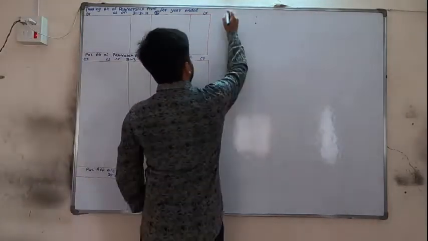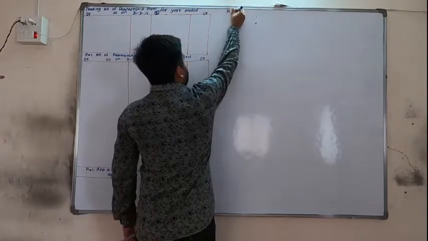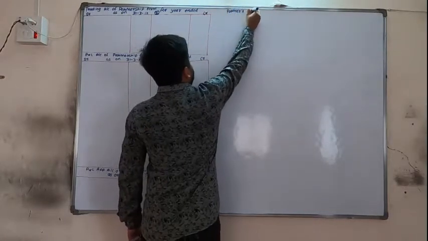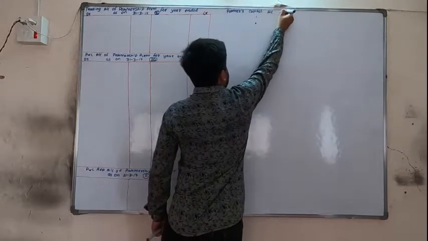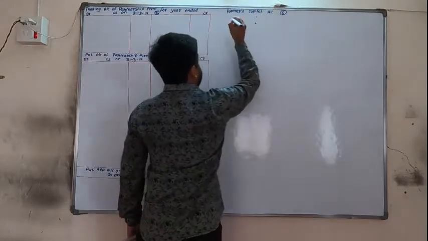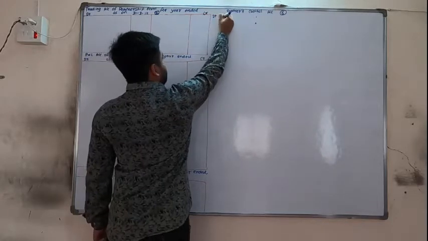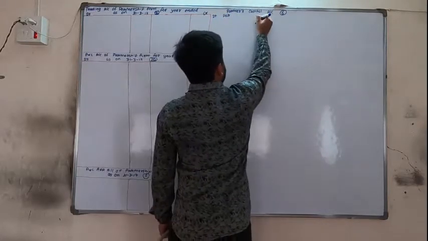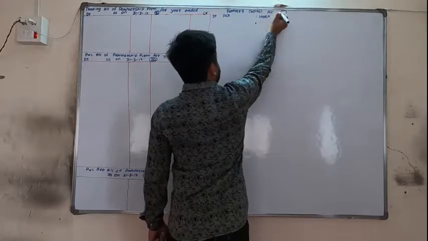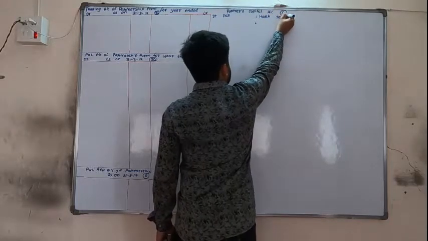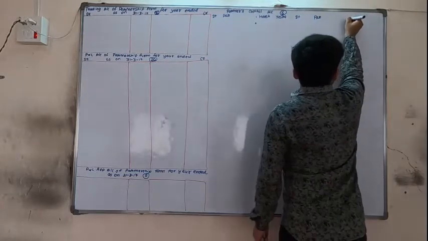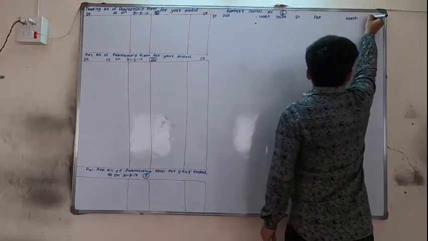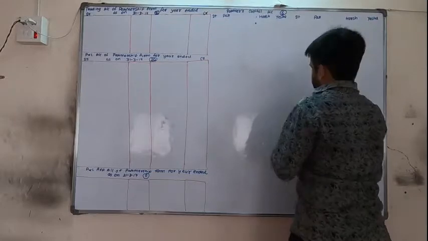Next, partners' capital account. Draw it for 6 lines only. Date, particulars, Harsh, Yesha. Date, particulars, Harsh, Yesha.